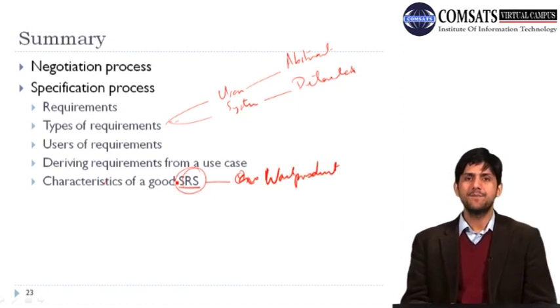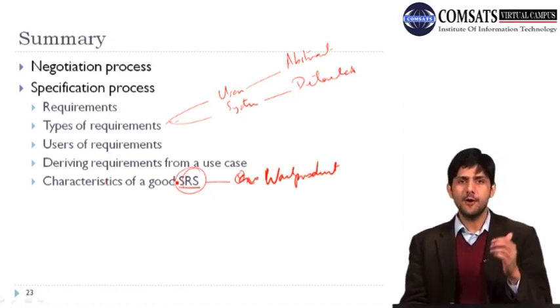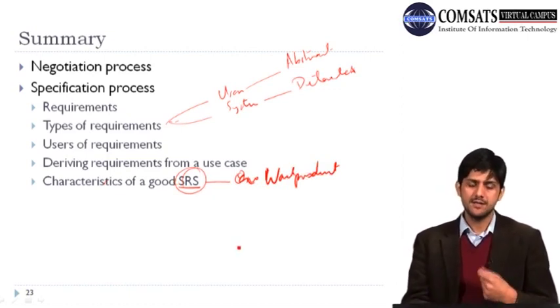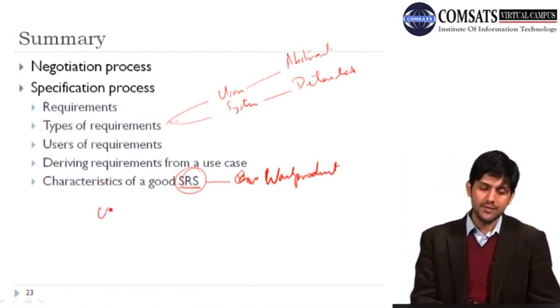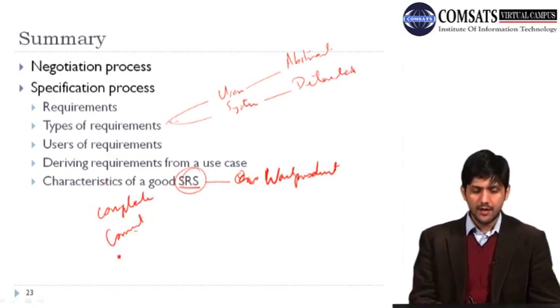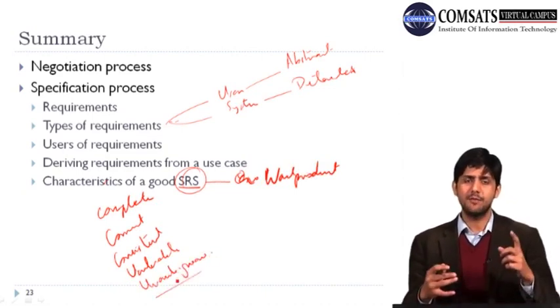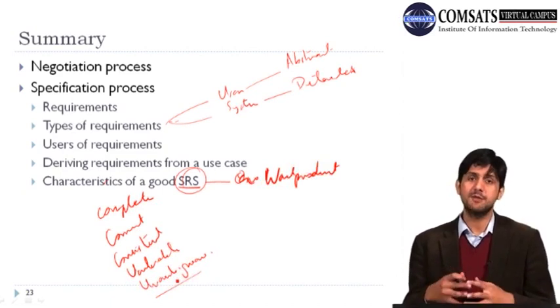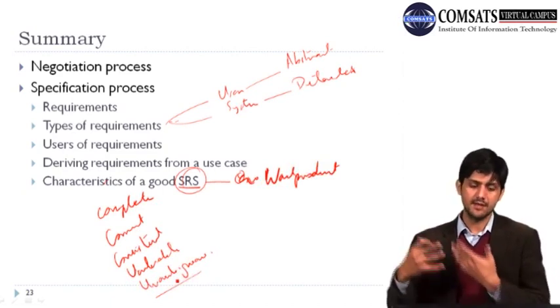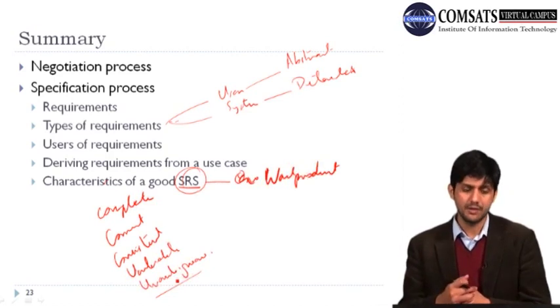So when we are making this software requirement specification document, we need to ensure certain things, and there are certain characteristics we talk about. We said that the requirements should be complete and correct. The requirements written should be consistent, verifiable, and unambiguous. And we specifically looked at what is meant by a complete requirement, what is meant by a correct requirement, and what is meant by consistent, verifiable, and unambiguous requirements.